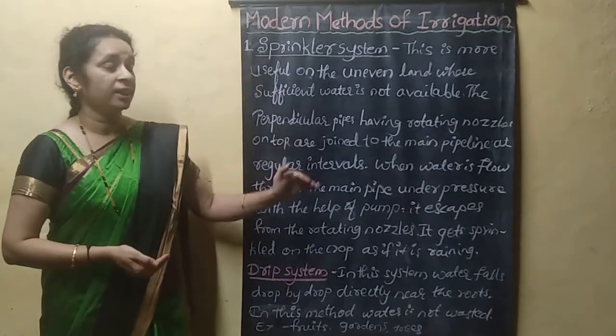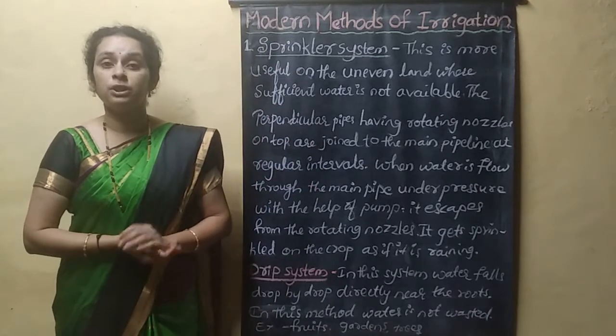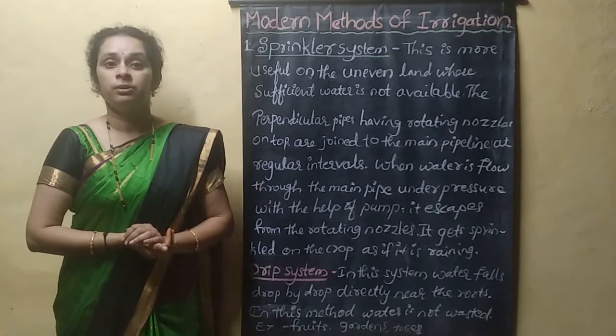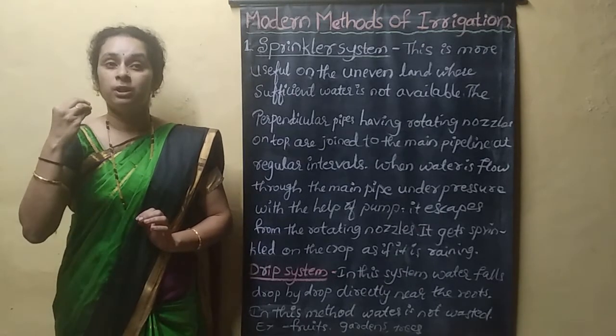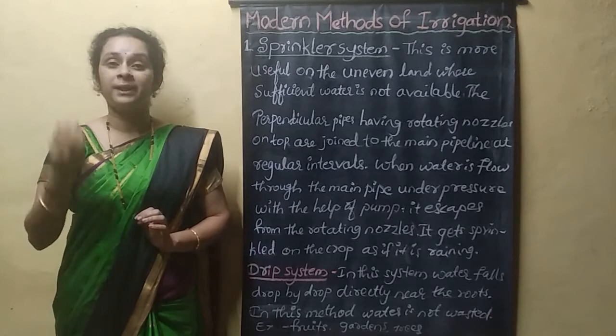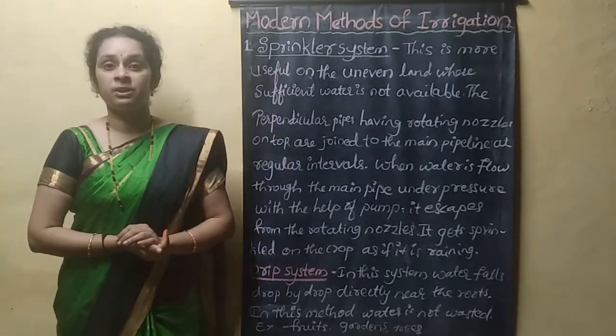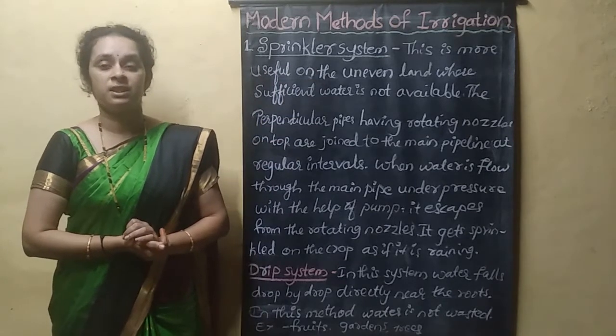These two are very important methods of irrigation for conserving water. They will conserve water to the maximum extent. These two are the modern methods of irrigation.